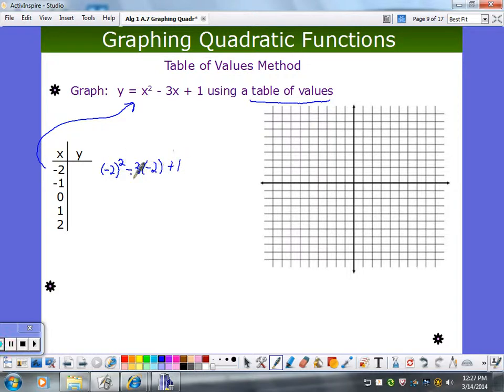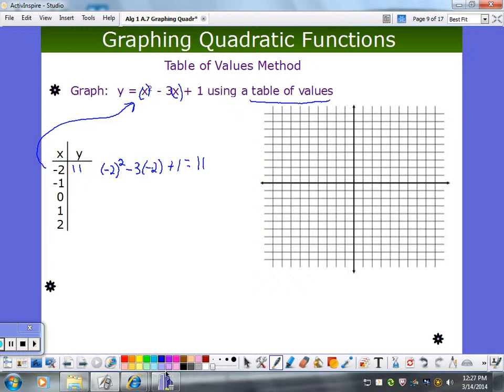So is this plugged in correctly, right? Notice how I put parentheses here? You always want to put the parentheses around the x value. Because now, if I've got -2 in parentheses and I square it, what do I get? 4. Now I've got a negative times a negative, positive, so that's 4 plus 6 plus 1.